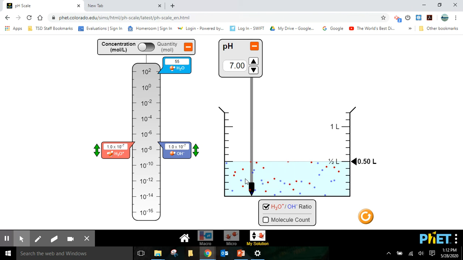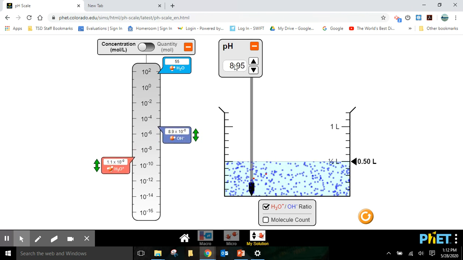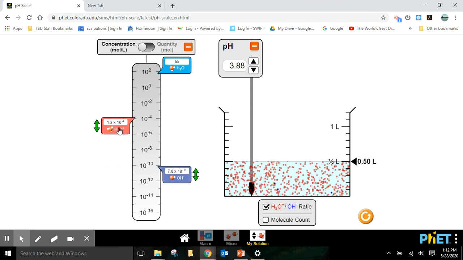Now, as I do that, one of the cool things I can do is increase one or the other. Hey, I just made it basic. And when I did that, this went to negative 6 and that went to negative 9. Hey, that always comes out to negative 14 if you combine them by multiplying. Or I want to make it acidic. If I do that, I need to increase the amount of hydrogen ions, hydroniums. And look at that, 10 to the negative 4 and 10 to the negative 11, and it would balance out, right?